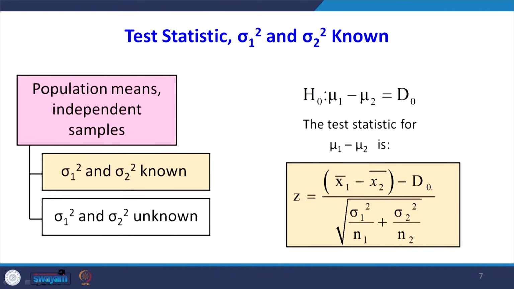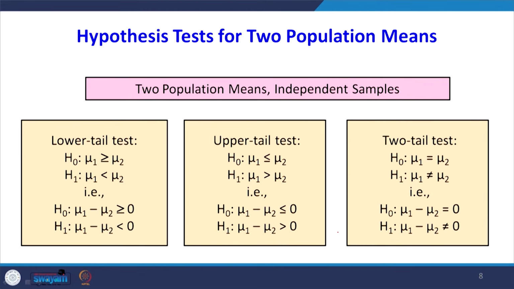The test statistic for mu 1 minus mu 2 is x1 bar minus x2 bar minus d0. Previously we wrote mu 1 minus mu 2 as it is, but instead of mu 1 minus mu 2 we can write only the difference here. So, root of sigma 1 square by n1 plus sigma 2 square by n2. When both the sigmas are known to us, there are different types of tests possible.